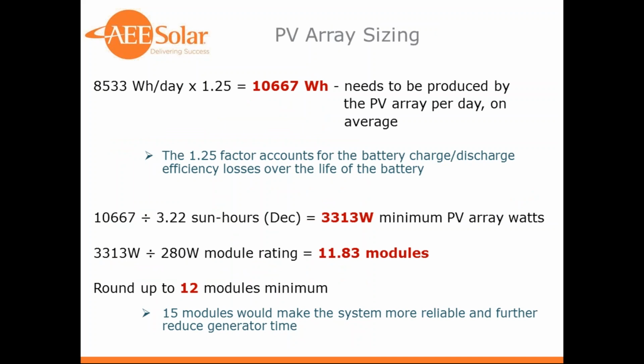We multiply that by 1.25, and that factor accounts for charge-discharge efficiency losses over the life of the battery. When batteries are new, they're fairly efficient, typically 92 to 94% efficient, but as they age, their efficiency goes down. So we need to account for being able to produce enough energy over the lifespan of the battery.